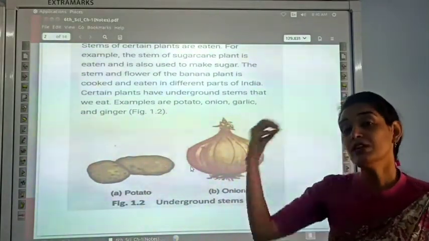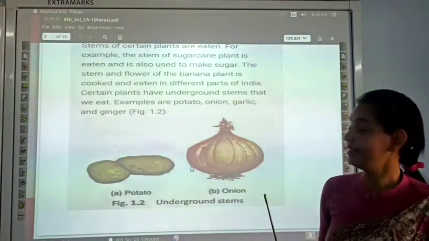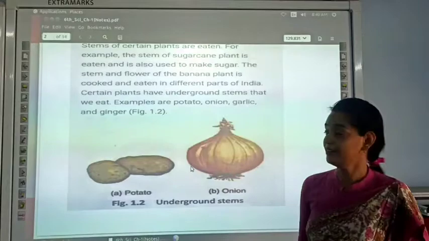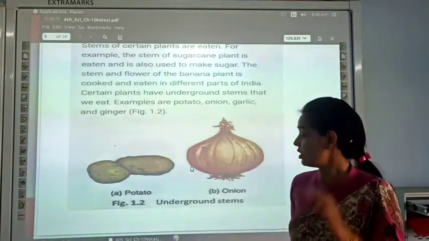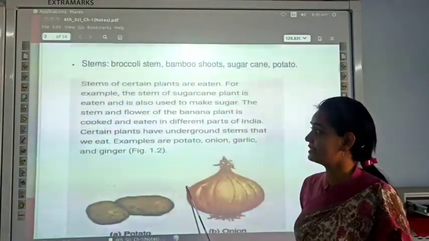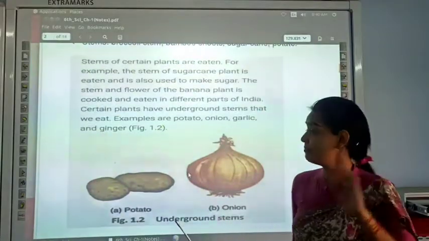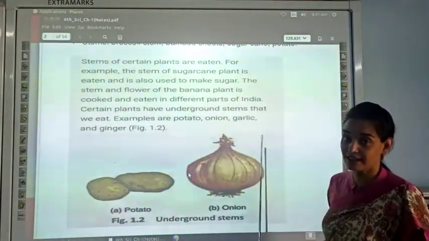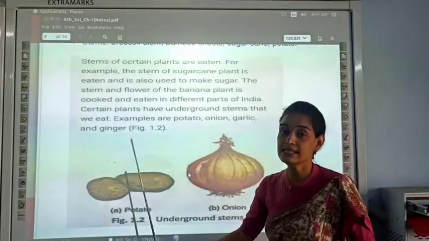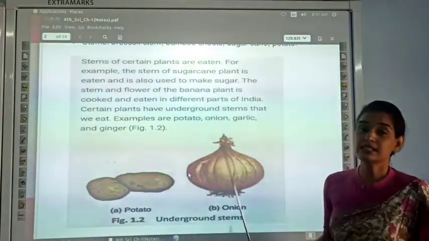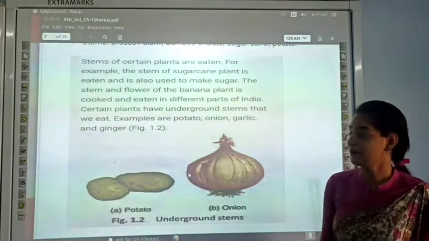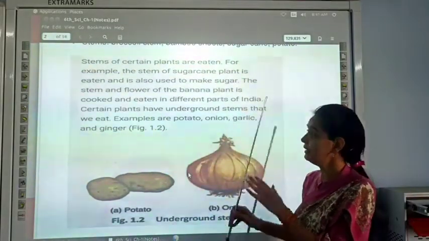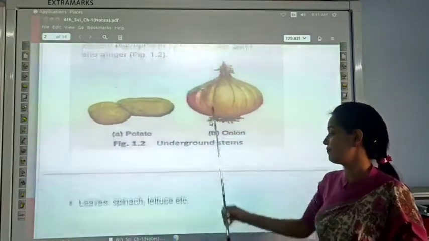And the leaves we eat, which are called spring onion, those are the leaves. And garlic, ginger, these all are stem. So please remember that potato, onion, garlic (lasun) and ginger (adrak) come in the form of stem. So for these plants we can eat their stem.